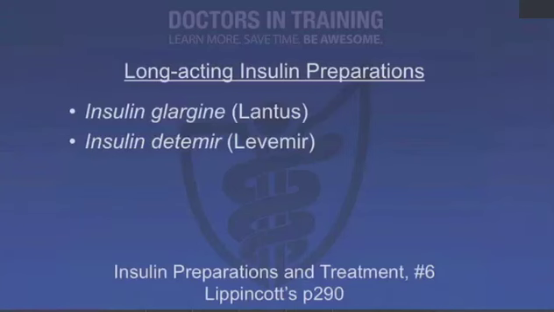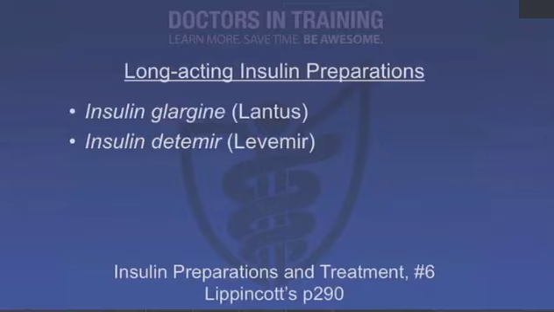You may also sometimes hear of patients who are using products called lente insulin or ultra lente insulin. These are no longer available in the U.S. Lente means slow, and so these are slow-release insulins that are no longer used. They're off the market. Then we'll talk about some long-acting insulin preparations, specifically insulin glargine and insulin detemir.